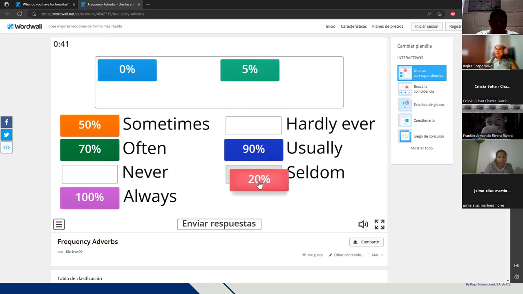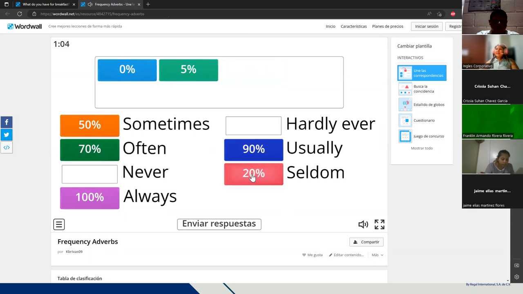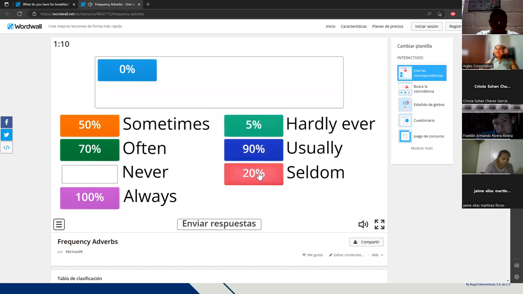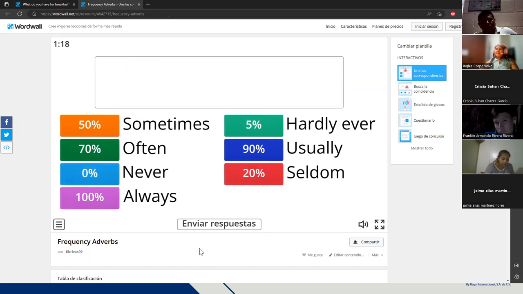Are you sure? Es que seldom no aparece en la clase, Miss. No aparece en el material. Entonces le ponen 25 a hardly ever y 0% a never. Y hasta ahí. No hay seldom. Okay, but in this case, we're going to give here a 20, okay? ¿Y seldom qué significa, Miss? Raramente.